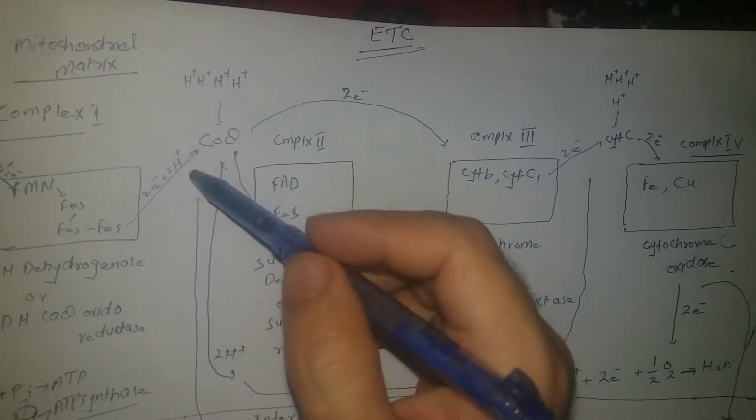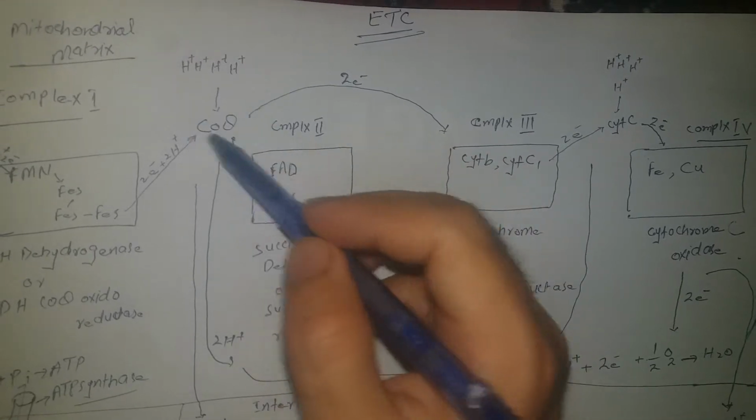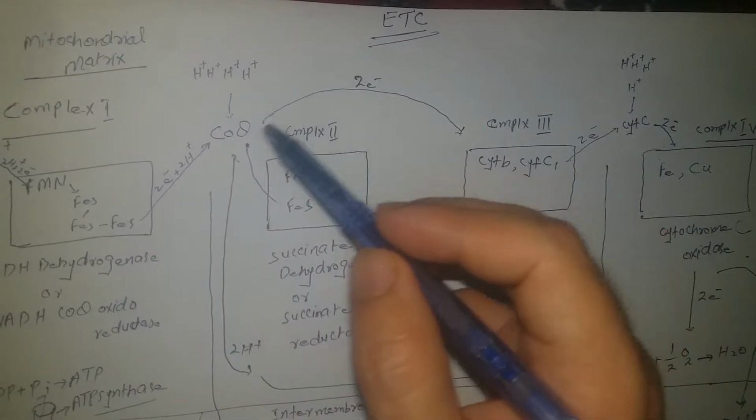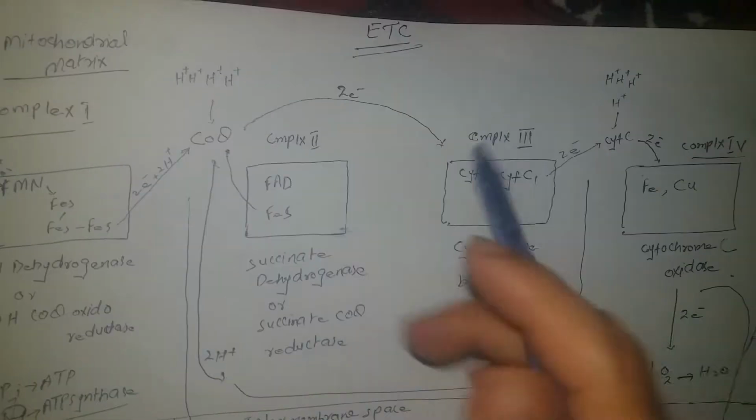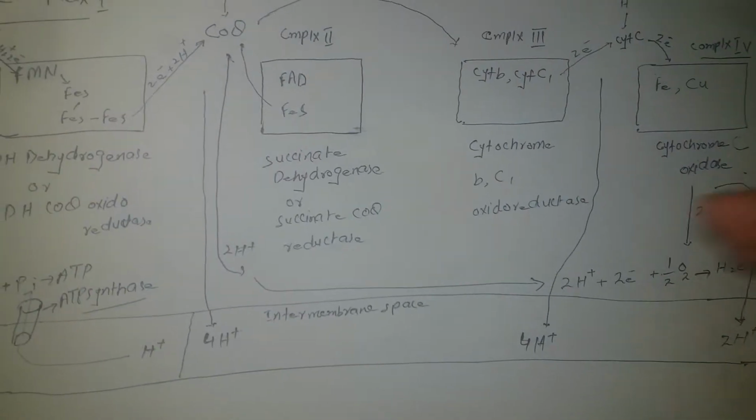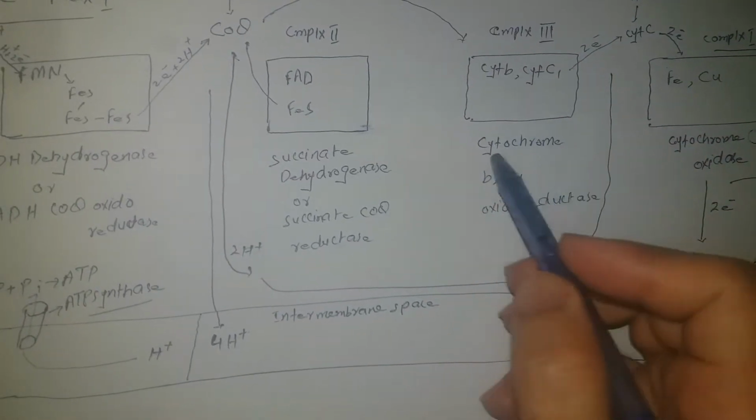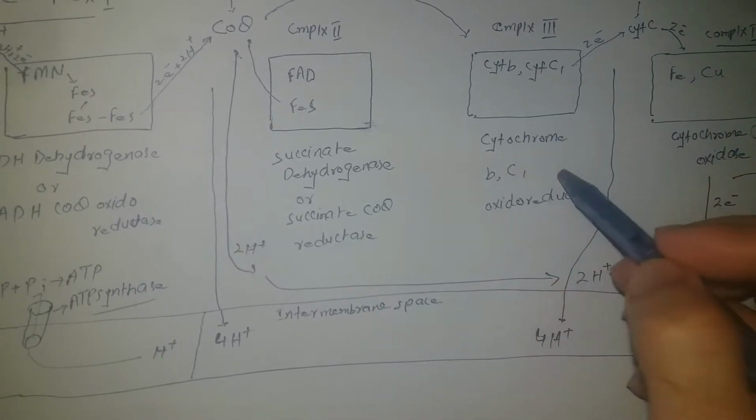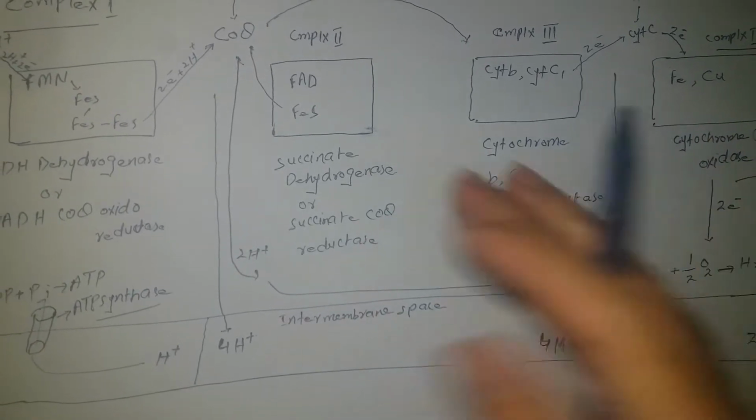When these two electrons are given to the mobile carrier coenzyme Q, also called ubiquinone, this ubiquinone will give its electrons to complex 3. It will bypass complex 2. Complex 3 consists of two components, cytochrome B and cytochrome C1. So it is complex 3, also called cytochrome B C1 complex or cytochrome B C1 oxidoreductase.